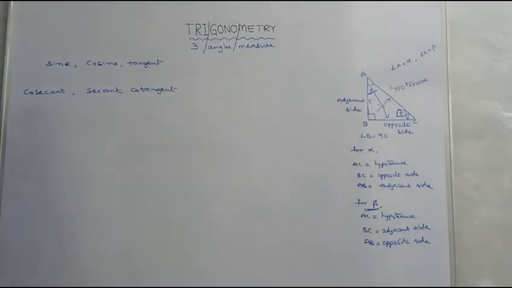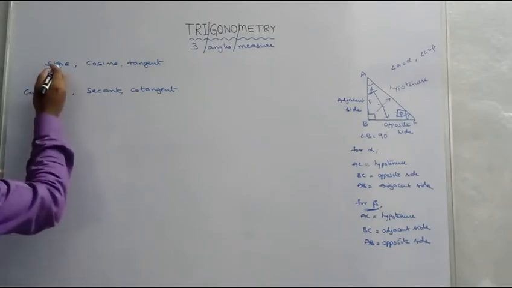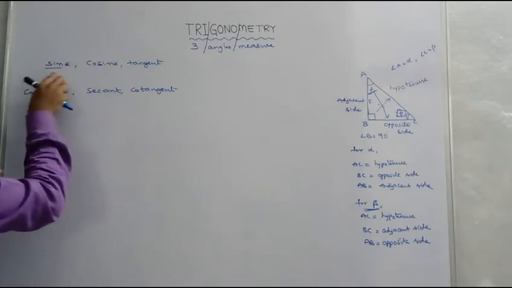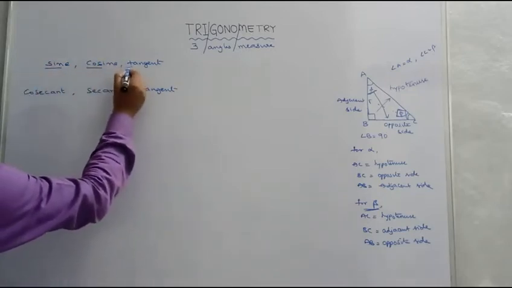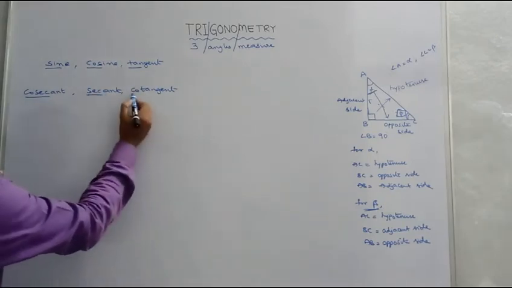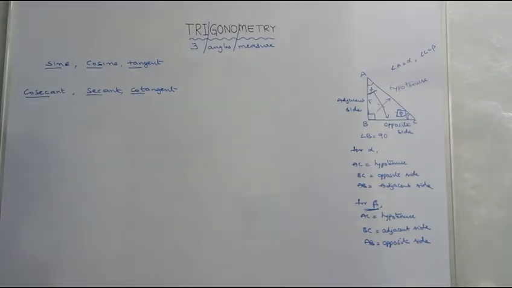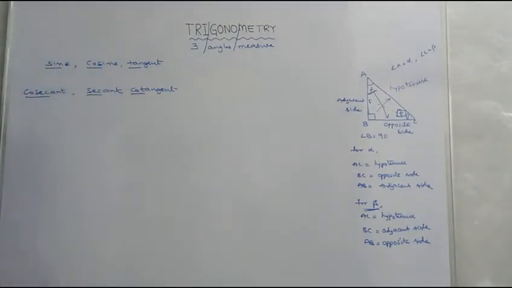And we can take the short forms: sine, only the first three letters, sin, cos, tan, cosec, sec and cot. For our convenience, we can take the short forms. Okay. Now, for this right angle triangle, how can we obtain the trigonometric ratios?